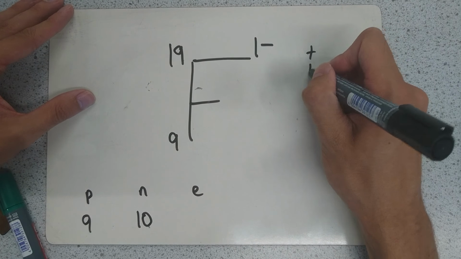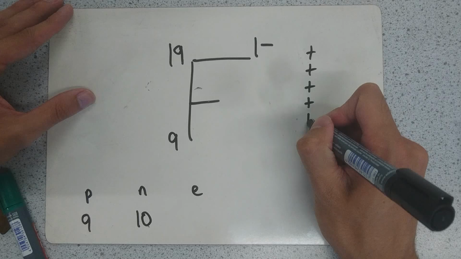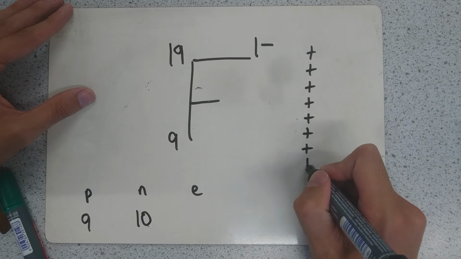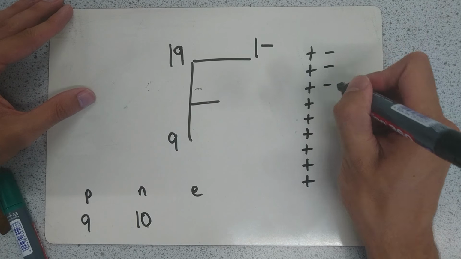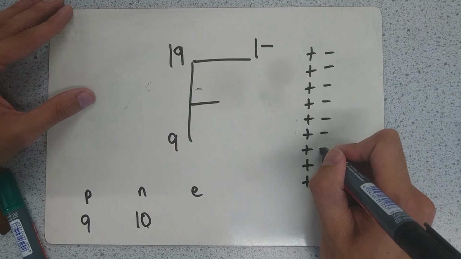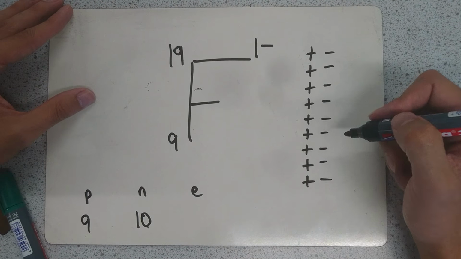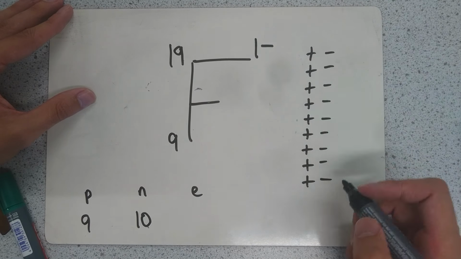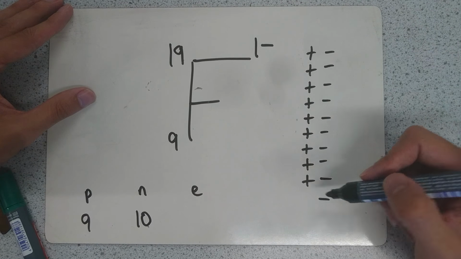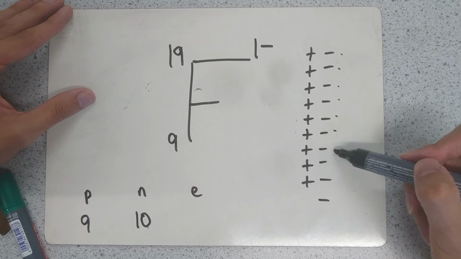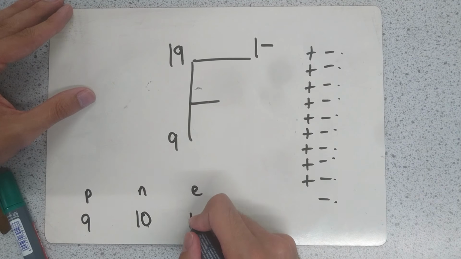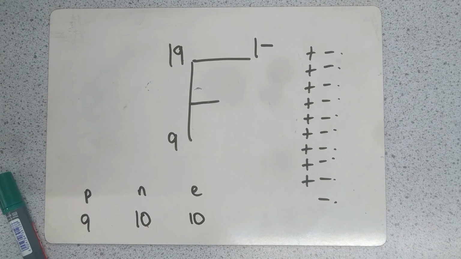If we put down our 9 protons, then we know it's not positive, so they're all going to get cancelled out, and we need one more to get overall a -1 charge. So that's 1, 2, 3, 4, 5, 6, 7, 8, 9, 10. So we have 10 electrons then in our fluoride ion.